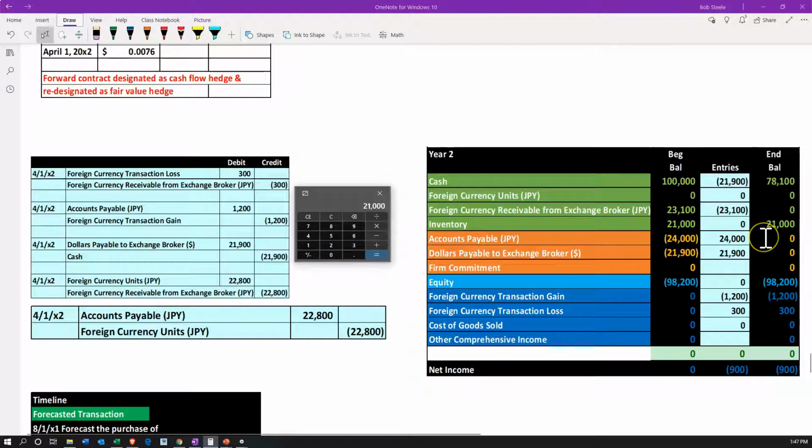The accounts payable has now been paid off, so we paid off the accounts payable. The dollars payable to the exchange broker has now been paid off. We paid them off in dollars. Nothing happened with the firm commitment here.